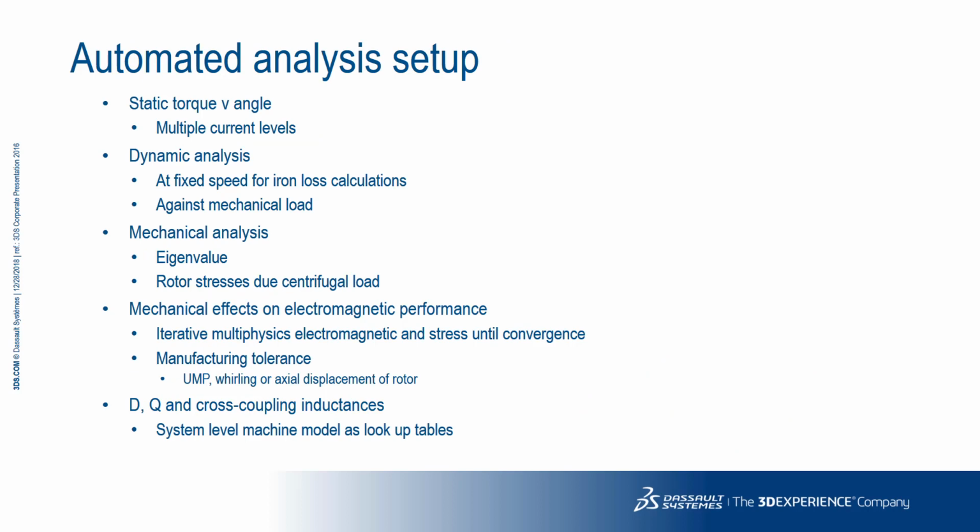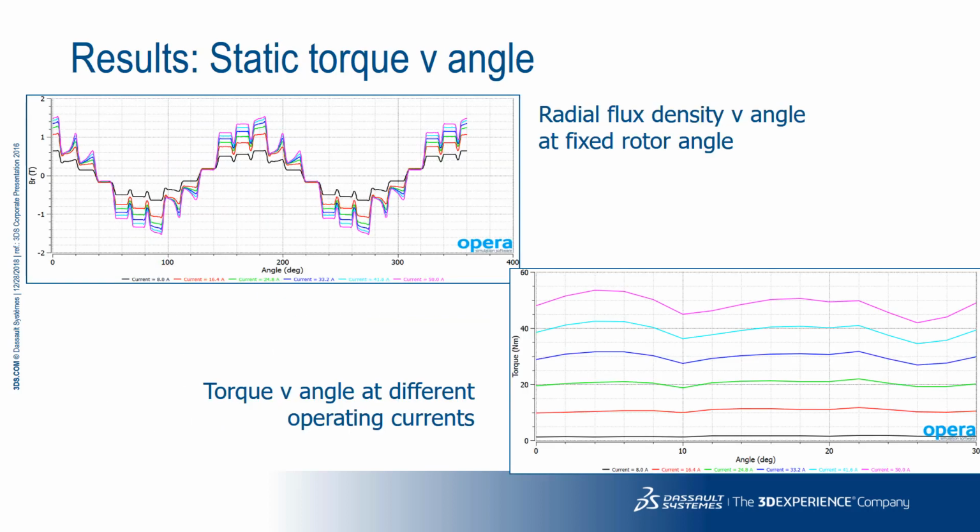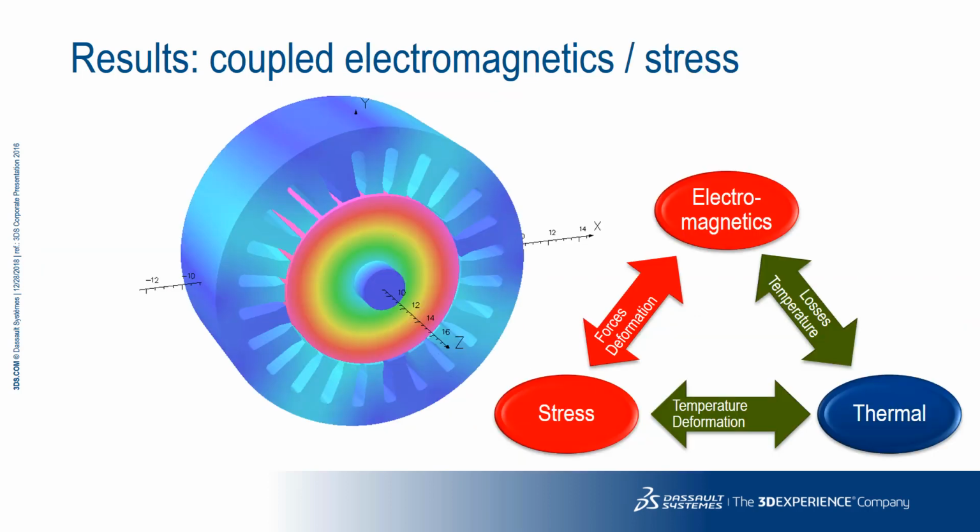Here we see a list of analyses to choose from in the machine's environment for a SynchRel, or any other type of machine for that matter. They range from simple electromagnetic analyses looking at static torque versus angle, through to dynamic and inductance analyses. Here we see the static torque analysis results, showing graphs of radial flux density versus angle, and also the torque versus angle for different operating currents.